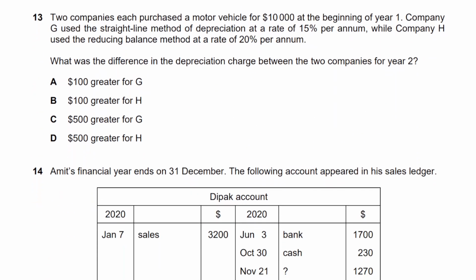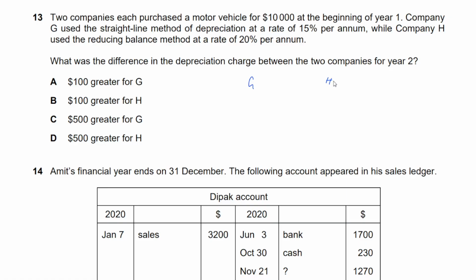Number 13. Two companies each purchased a motor vehicle for 10,000 at the beginning of year one. Both of them 10,000 each. Company G used the straight line method of depreciation at a rate of 15% per annum. We have company G and we have company H, while company H used the reducing balance method at a rate of 20% per annum. What is the difference in the depreciation charge between the two companies for the second year?